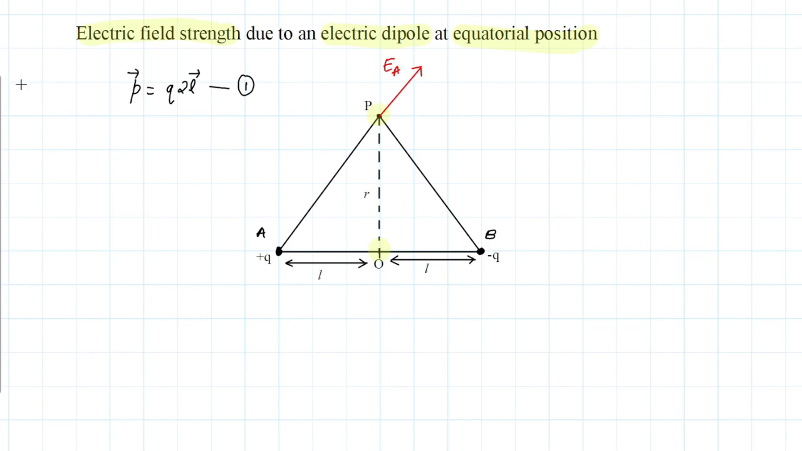Similarly, out here is a negative charge, so the test charge at P is going to get pulled towards this minus Q at B, along the line joining these two charges. So the direction of the electric field strength due to minus Q at B will be directed towards B, so it will be like this.